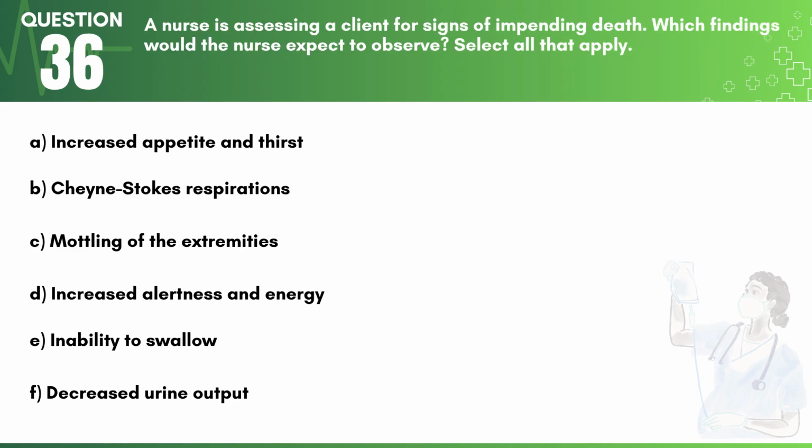Question 36. A nurse is assessing a client for signs of impending death. Which findings would the nurse expect to observe? Select all that apply. A. Increased appetite and thirst. B. Cheyne-Stokes respirations. C. Mottling of the extremities. D. Increased alertness and energy. E. Inability to swallow. F. Decreased urine output.